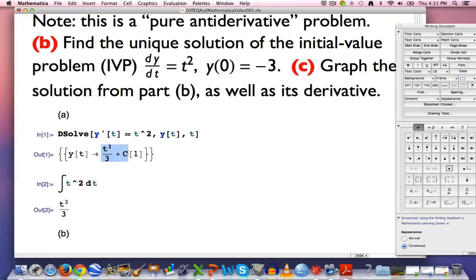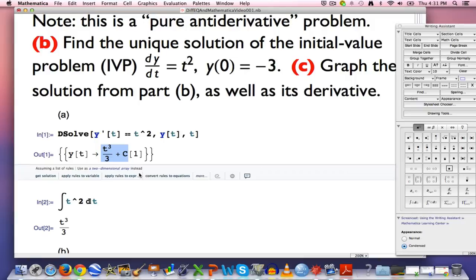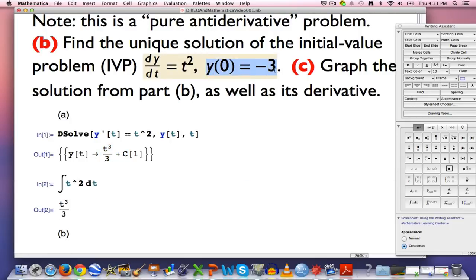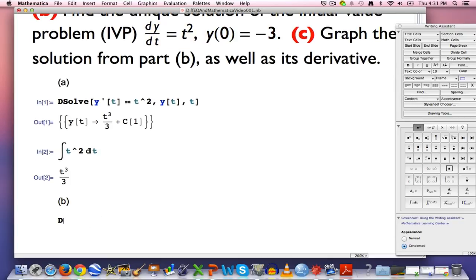Spend a moment thinking about that. Hopefully you see that when t is 0, this function becomes 0 plus c equals c. So in order to go through the point whose coordinates are 0, negative 3, which is what this means, c must be negative 3. The answer is going to be t cubed over 3 minus 3. Can DSolve solve that as well?